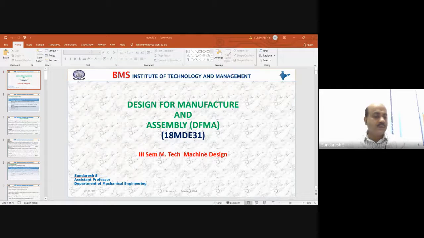So in yesterday's class, we were discussing the material selection process or methods. We discussed three different methods. One is called the cost per unit strength method. The second one is called the weighted properties method, and the third one is called the property difference method, right?